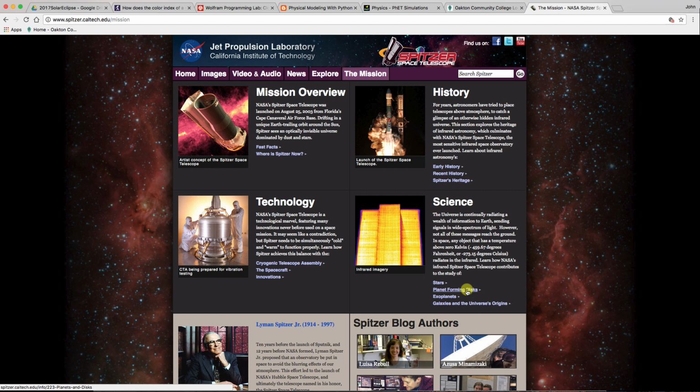Planet-forming regions are very bright in the infrared, so this is a useful telescope for studying how planets are formed. Exoplanets, to look at planets around other stars, the infrared telescope is also very useful for that. And then looking at galaxies and other objects in the universe, everything gives off infrared light. So looking at all these different things in all these different wavelengths of light gives you a more complete picture of what's going on out in space.